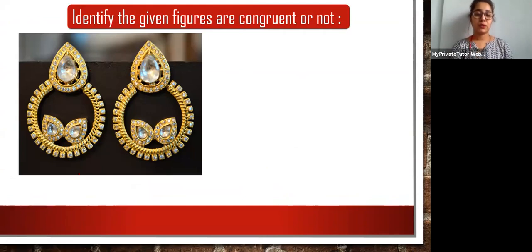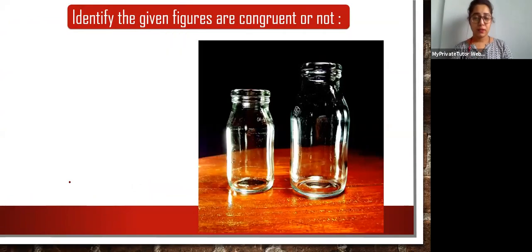Now let's look at the next one. Bottles, looking nice. In both the bottles you can see that they look the same. Do they have the same size? One bottle is small and the other one is big. Then are they congruent figures? No, they are not congruent figures, because congruent figures mean exactly same shape and exactly same size. So these bottles are not congruent figures.